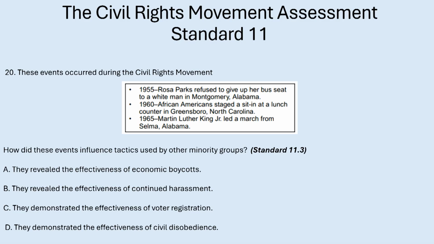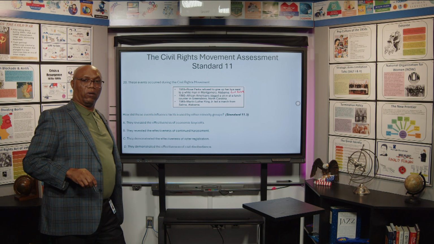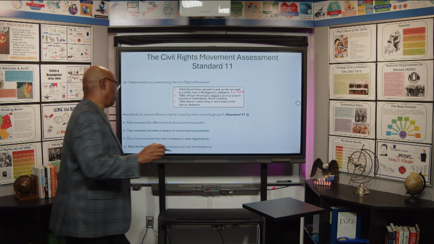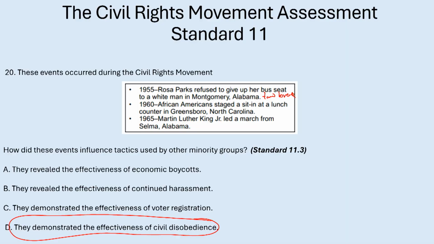When Rosa Parks refused to give up her seat, that means she was breaking the law. When African Americans staged a sit-in at a lunch counter, they were breaking the law. In 65, Martin Luther King Jr. led a march from Selma, Alabama. All of these things had one thing in common: they were effecting change by rejecting the status quo, or what the established norms were. And that is what we call civil disobedience. And that's the best answer.